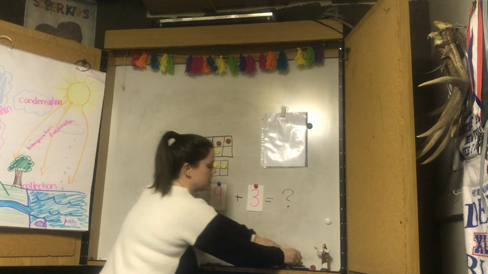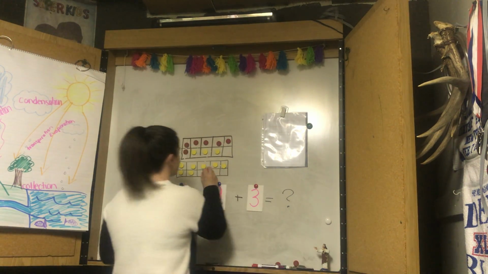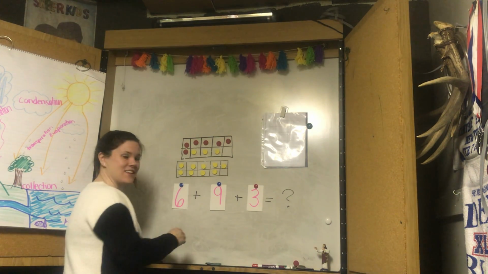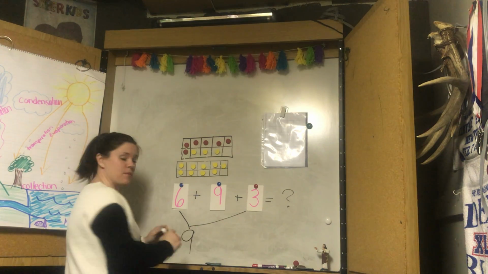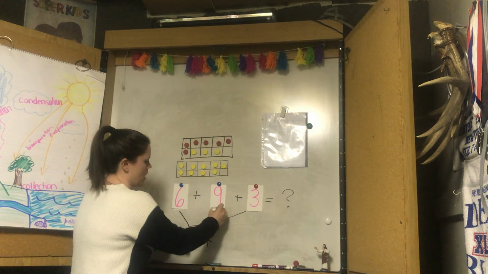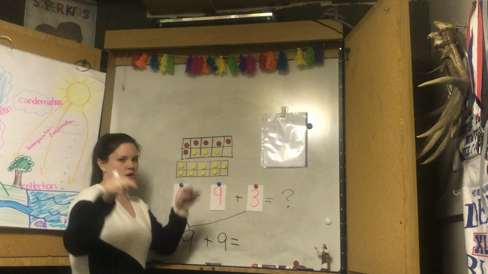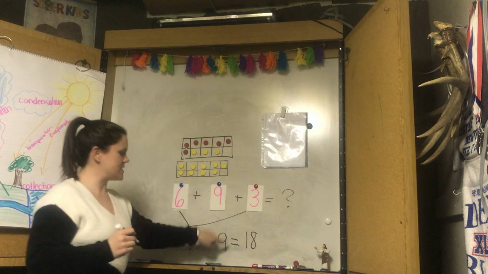Well, now let's see. What does 9 plus 9 equal? Anyone remember from our double song? 9 plus 9 equals... You got it. I'm using my 6 and my 3 to make a 9. I'm going to drop down my other 9. And I know that 9 plus 9 equals 18. Jelly bean. 9 plus 9 equals 18.